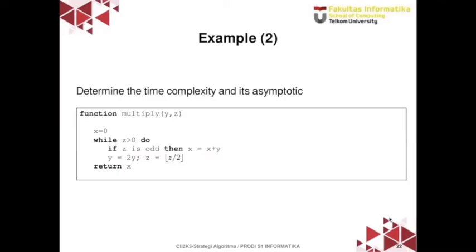So here we can consider n as z first, and in the next iteration z is divided by 2, and then in the next iteration it is also divided by 2, and so on until we reach 0. So we can see from this pattern that the algorithm is in big O of log n.